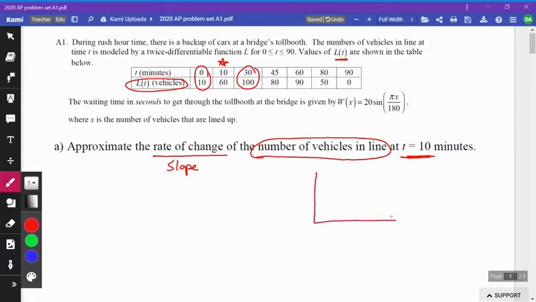Now remember the units. I like to draw this little graph, and this is going to be L of t. I notice my x position is time, which is minutes, and then L of t is going to be vehicles, so my y value is going to be vehicles. So if I want to figure out the units, the slope is going to be vehicles over minutes.